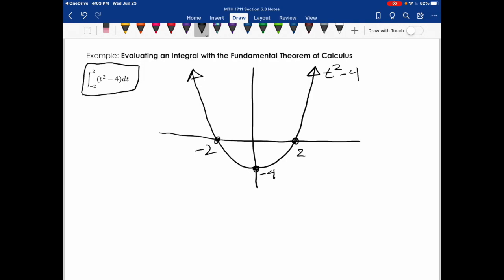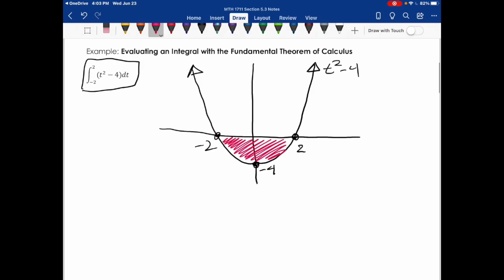Now, this integral is asking me to find the area between the curve and the x-axis on the interval from -2 to 2. So this integral is asking us to find this area here. Now, this doesn't have a simple geometric shape that we have a formula for, and we really don't want to have to use the definition if we don't have to, because that's a lengthy process. So this is a perfect example of when we can use the fundamental theorem of calculus.